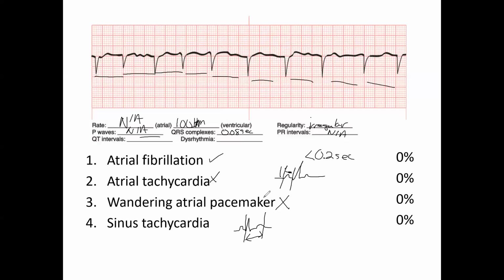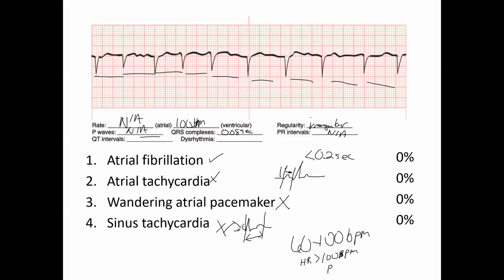And if this was a sinus tachycardia, so remember a normal heart rate is 60 to 100 beats per minute. And we also note that if this was sinus tachycardia, our heart rate would be greater than 100 beats per minute. And then we would also have a P wave in front of every QRS complex. And we don't have that. So through process of elimination, we can mark that one out as well.